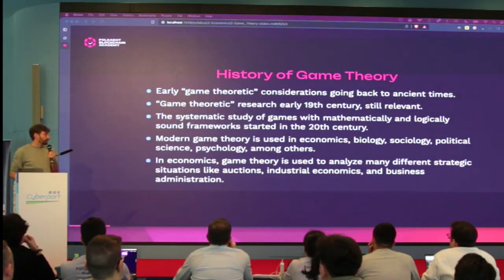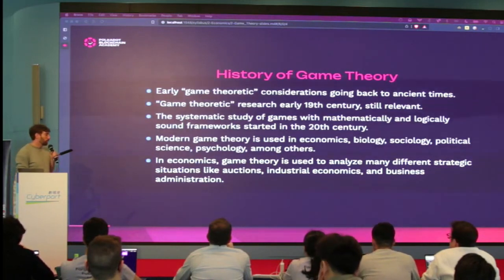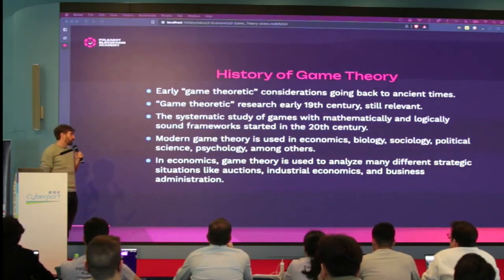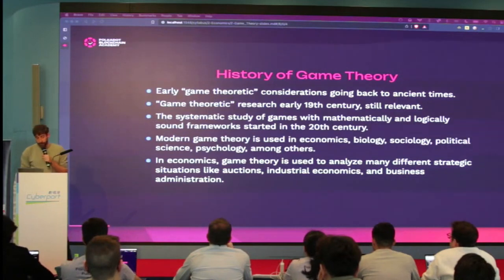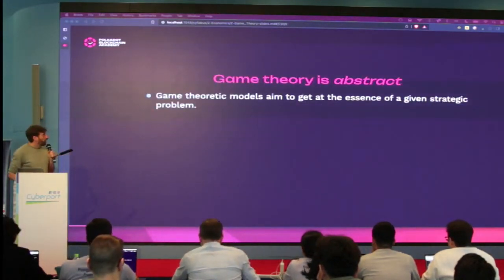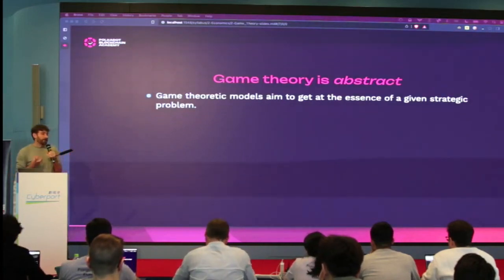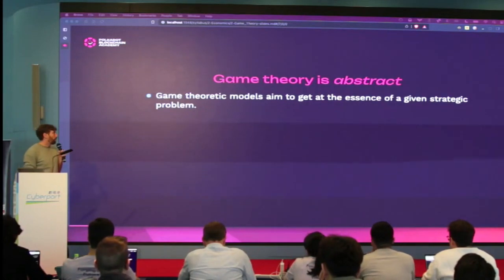Yeah, and in economics, game theory is used to analyze many different strategic situations, like auctions, that is what we see tomorrow, but also in industrial economics and business administration. So, game theory is abstract. It models, or it aims to get the essence of some strategic problem.